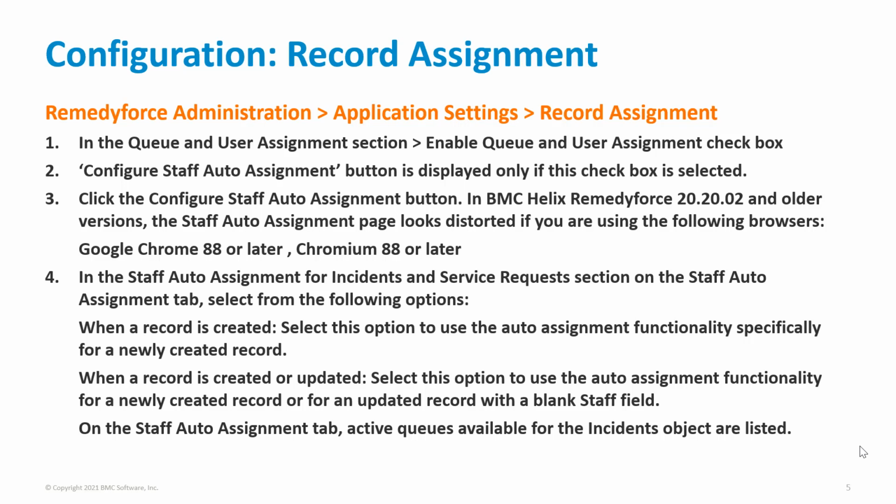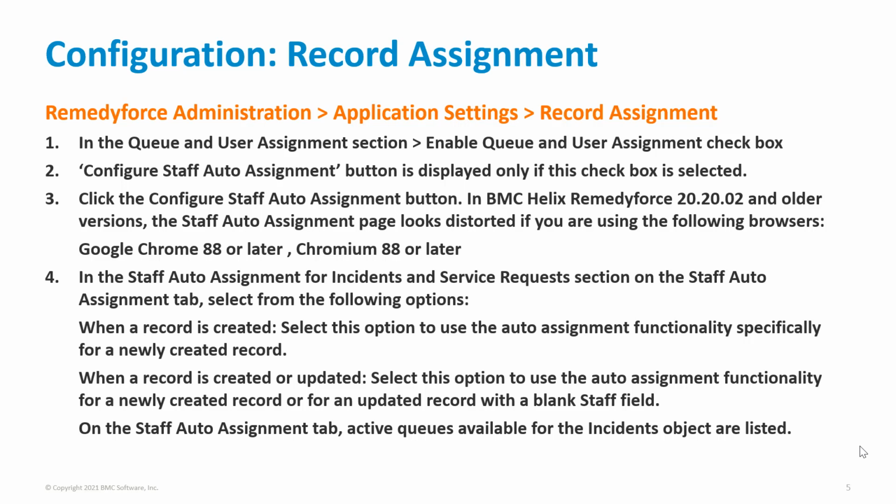So when the record is created, this option is to use auto assignment functionality, especially for a newly created record, and the other option needs to be selected when you want to use auto assignment functionality for a newly created or for an updated record with a blank staff field.